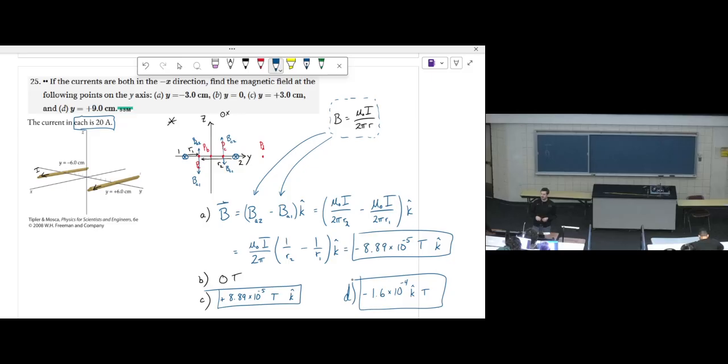X's mean going in. But it says the currents go in the negative X direction, right? So yes, Y crossed into Z tells me that plus X is out of the screen, and since the currents are going in the negative X, they go into the screen. Oh, I've got it drawn, I see. I've got it drawn incorrectly here.